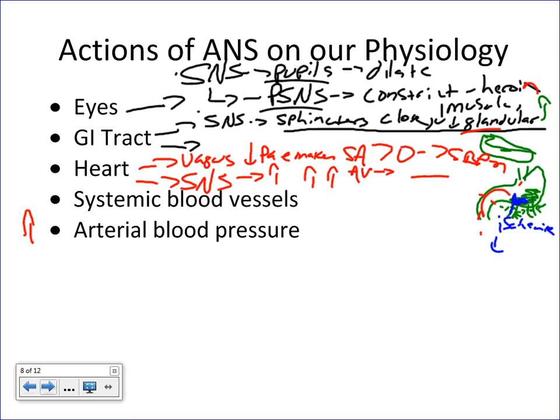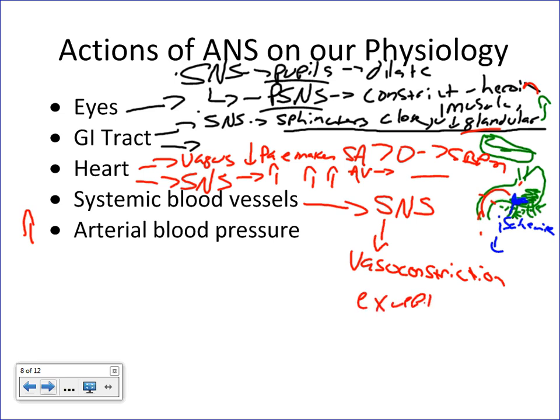Okay. Now, systemic blood vessels. This is kind of an interesting one because systemic blood vessels are only innervated by postganglionic neurons of the sympathetic nervous system. Okay, and you want to think that sympathetic neurons cause vasoconstriction of all blood vessels except the blood vessels in skeletal muscle. Okay, except blood vessels of skeletal muscle. All right.